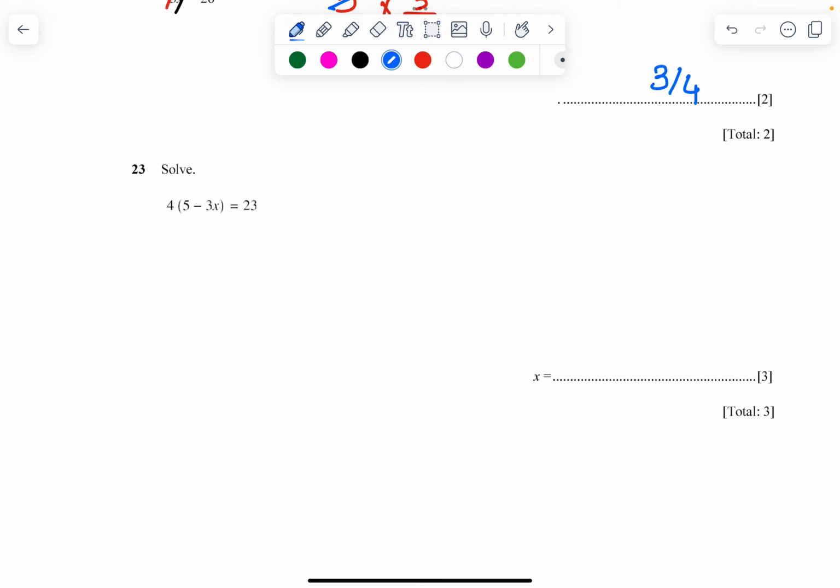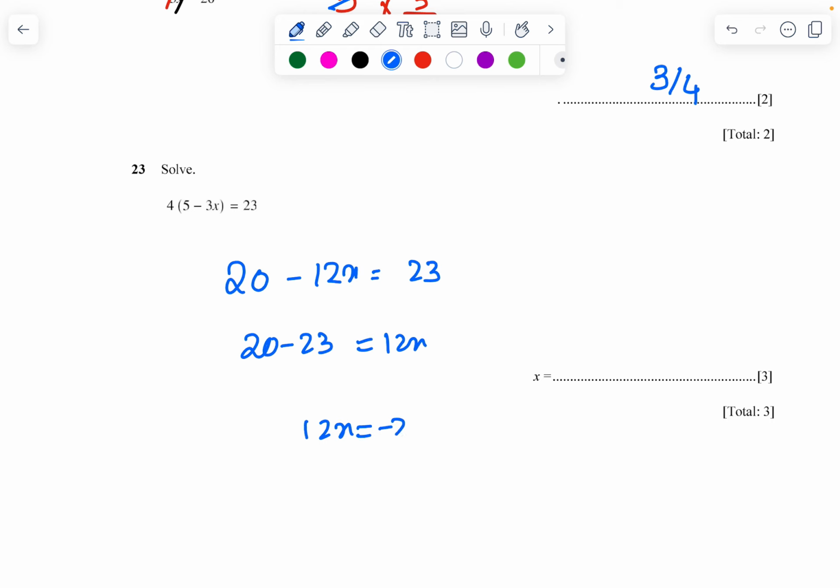Next question number 23, solve it. So 20 minus 12x equals to 23. 20 minus 23 equals to 12x. 12x equals to negative 2.